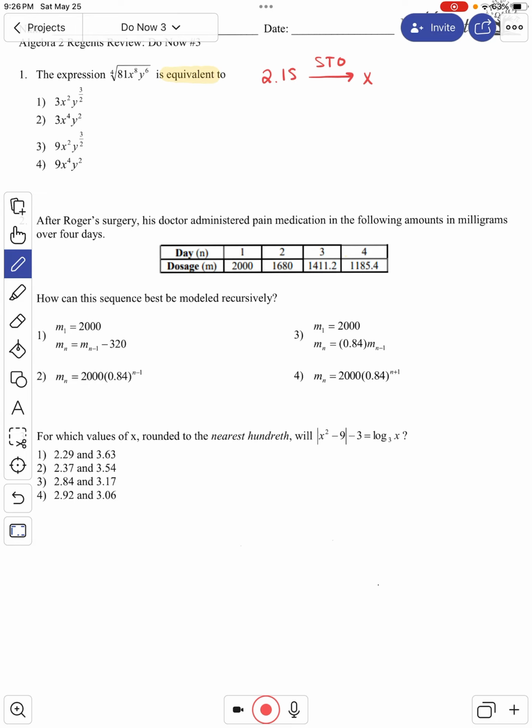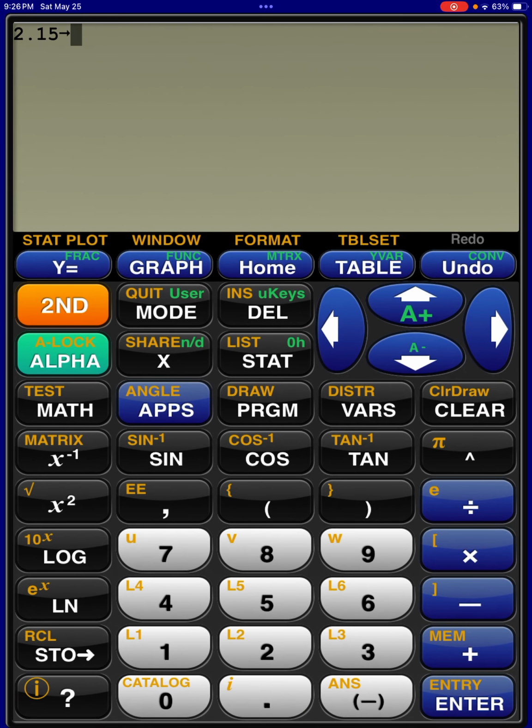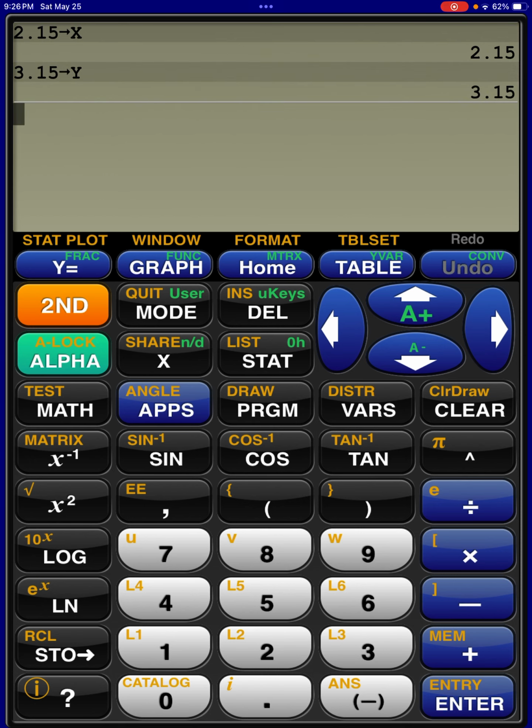And for y, I'm going to just use 3.15. Completely random numbers. So let's get to it. 2.15, STO is on the left bottom. 3.15 STO, and then you're going to use your alpha key. All right. So we have a root 4. So that is on the left.